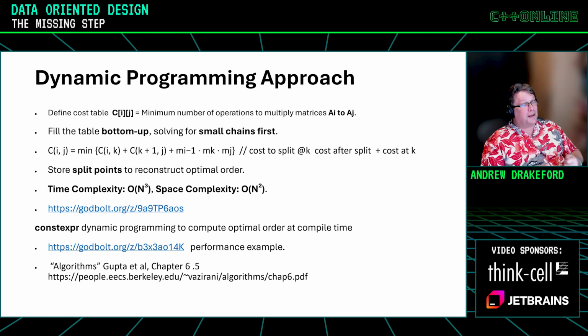You can do this and get it to run at compile time, and that's why I want to do this. So we've got a compile time dynamic programming example here where we solve this optimal matrix multiplication problem at compile time. I've not seen that done before. There's also one where we actually run the example and it goes about 10 times faster. This one actually does run on Godbolt. The discussion about matrix chain multiplication can be seen in the algorithms book by Gupta et al., chapter 6.5, and there's a reference there so you can get access to the chapter.